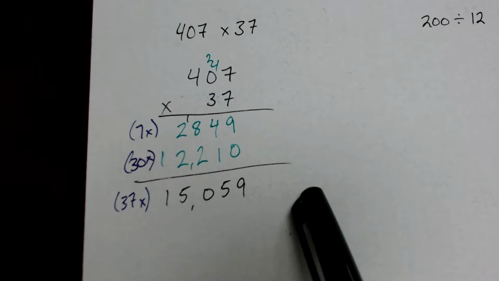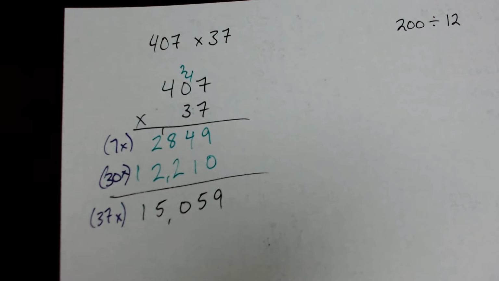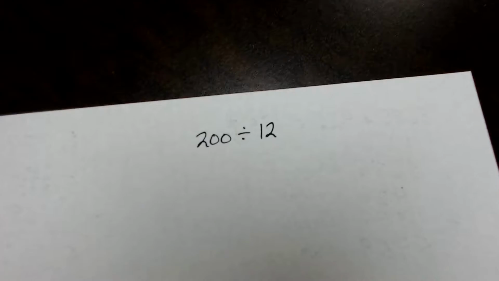So all that addition, 15,059. That's my final answer for my first practice problem. Now let's go to the second one. We're going to be talking about division.